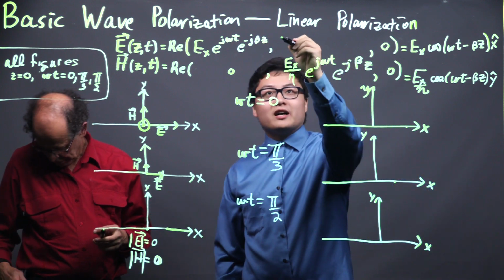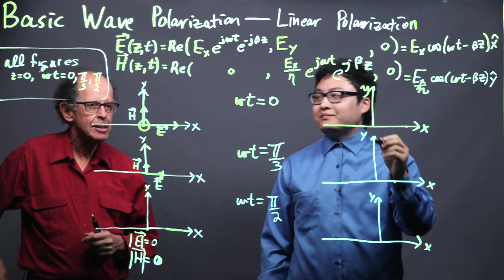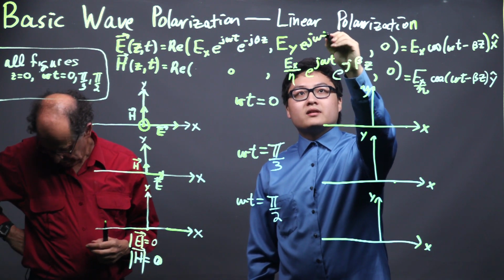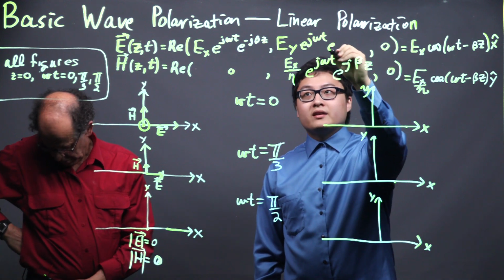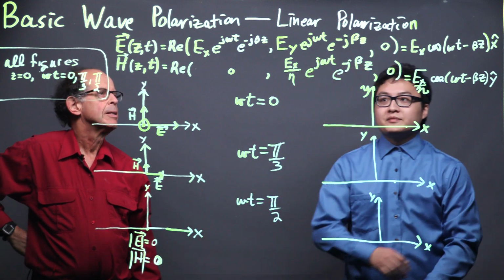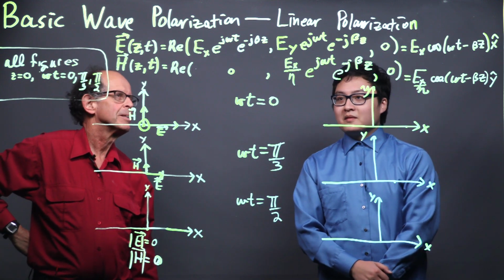Throw in an EY for free. An EY. So, E to the j omega t, E to the negative j beta z. What's the H going to be?